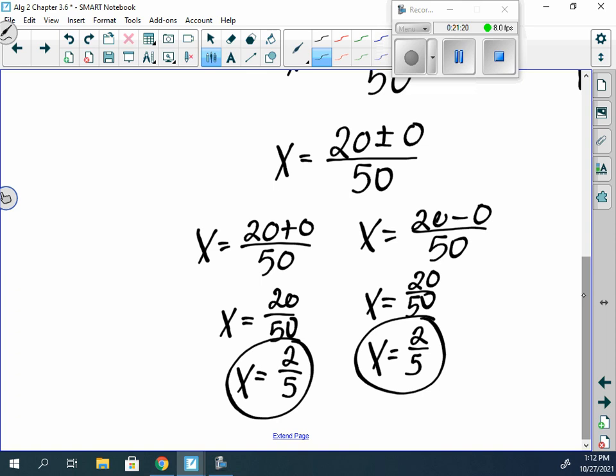So we have 2 answers, but how many unique answers do we have? 1. Because both of the answers are what? 2/5. Are they unique from each other? No, so we only have 1 unique answer, but we do have 2 solutions. Questions on this here?